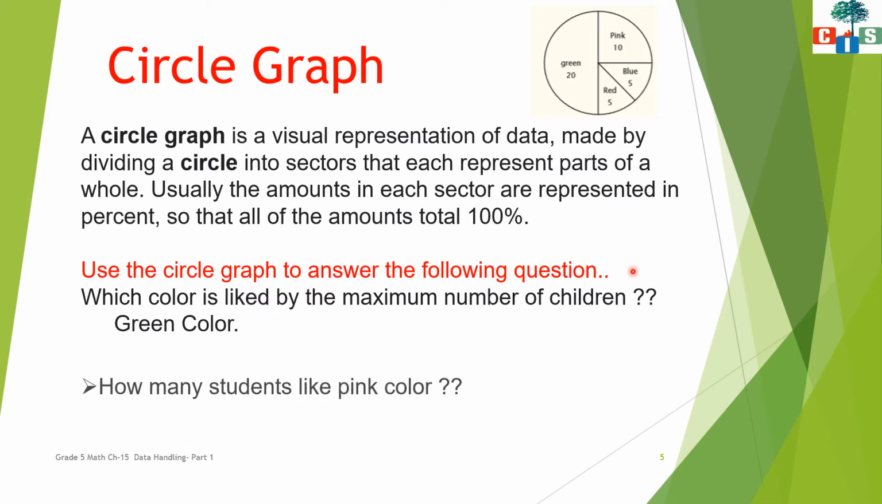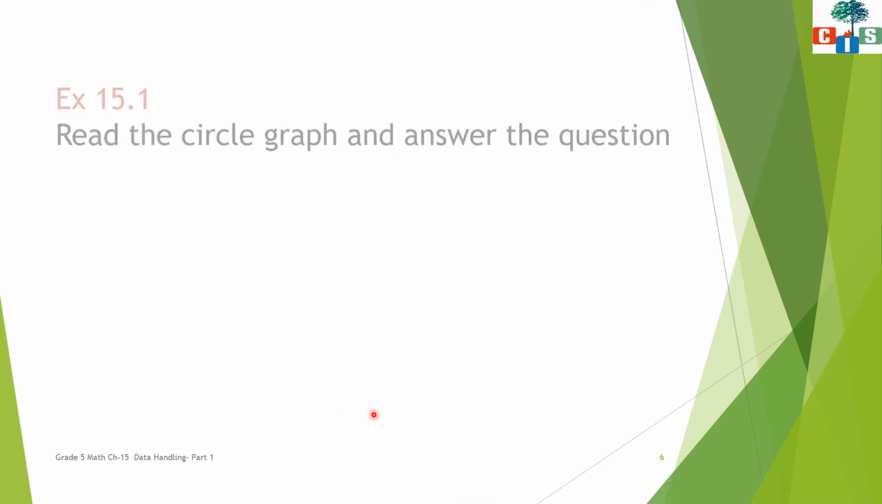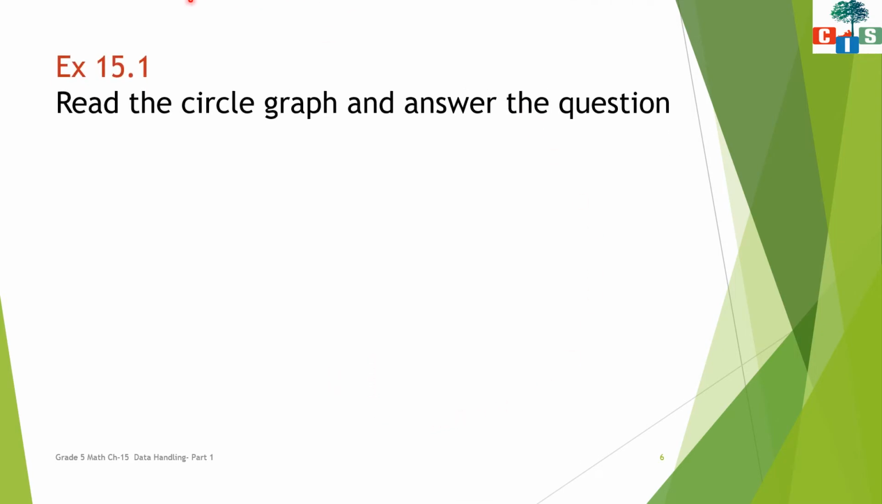Now next question, how many students like pink color? Let's see, where is pink color? Here we have this quarter of pink color, and here we can see that 10 students like pink color. So our answer will be 10 students. Now scholars, we will start with exercise 15.1, where you have to read the circle graph and then answer the following questions.